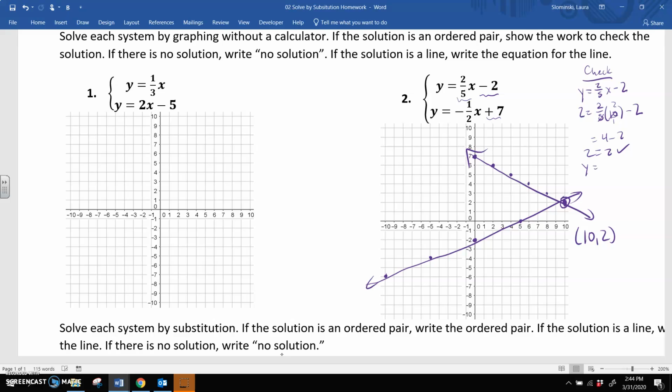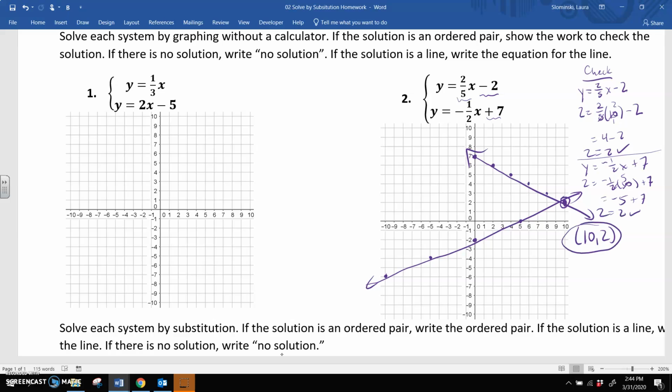In the second equation, I have y equals -1/2 x plus 7. Once again, I plug in 2 for y, -1/2 of 10 plus 7. Again, now we know half of 10 is 5. Another way to think about it is 10 divided by 2 is 5, times -1 is -5, plus 7, and I get 2. So that works as well.